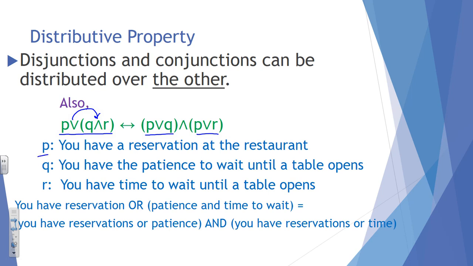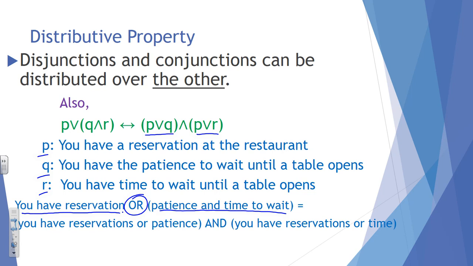Statement P, you have a reservation at the restaurant. Statement Q, you have the patience to wait until a table opens up. And R, you have the time to wait until a table opens up. So if you walk into a busy restaurant, there's a few different things that can happen. The left side of our biconditional says P or (Q and R). That is to say, you have a reservation, or, if not, you have the patience and time to wait. In either case, you'll be able to eat.